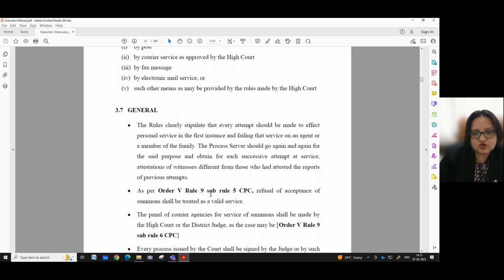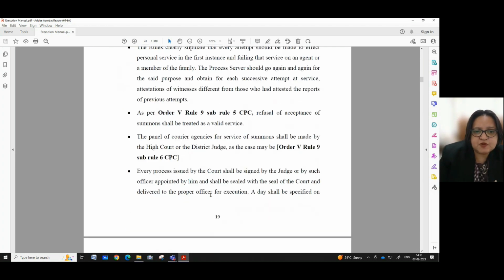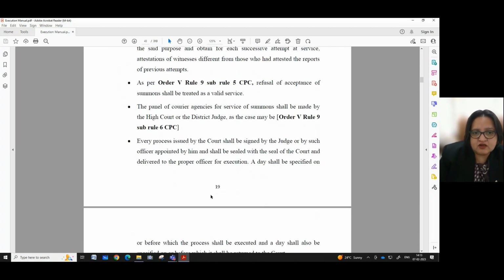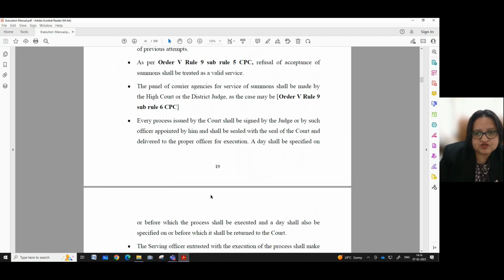The process server should go again for the said purpose and obtain, for such successive attempt at service, attestation of witnesses different from those who had attested the reports of previous attempts. As per Order 5, Rule 9, Sub-Rule 5, CPC, refusal of acceptance of summons shall be treated as valid service. The panel of courier agencies for service of summons shall be made by the High Court or the district judge, as the case may be.